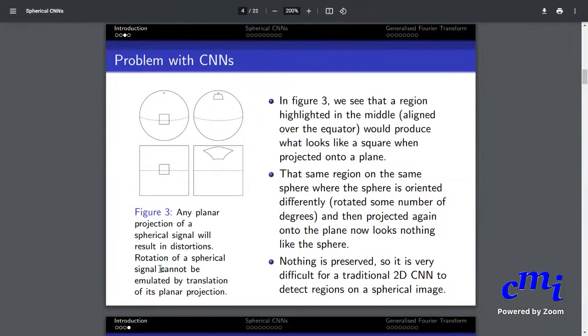Yes, I'm sorry. I think we lost the audio connection. Okay. So basically, what we're trying to say is that the same region on the same sphere, where the sphere is oriented differently, which is the right-hand part of Figure 3, when we project the sphere again on a plane, it looks nothing like before. So nothing is preserved, and it is very difficult for a traditional 2D CNN to detect regions on a spherical image.